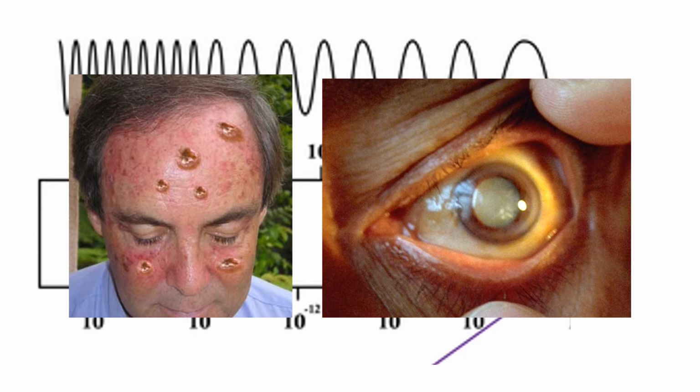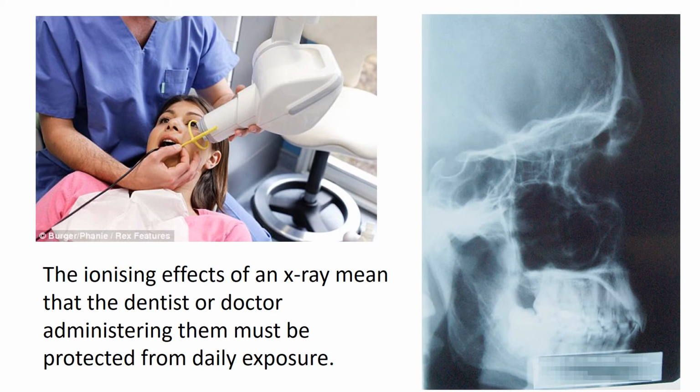But if you have long-term exposure to UV light, then you're going to burn your skin. You're going to get skin cancer. You're risking skin cancer, and you're risking cataracts as well. So there's a damaging effect, an ionizing effect.